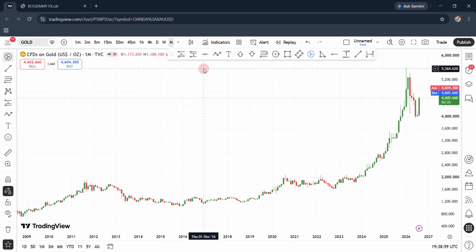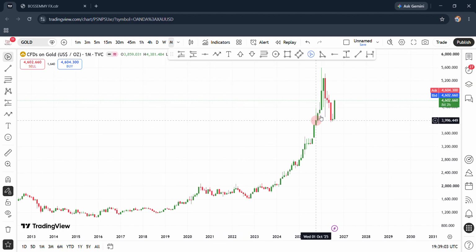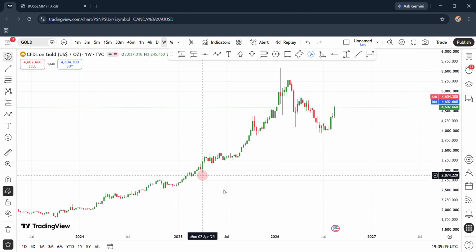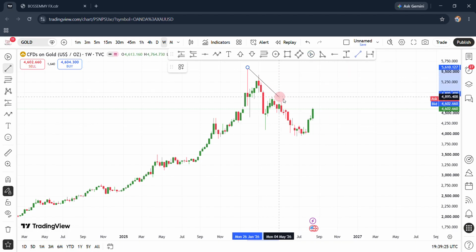I just come to the monthly time frame and see nothing much. Market price is just trying to pick up itself here. We had this massive movement to the downside, and we can see that the market is currently trying to pick up itself to the upside. So in other words, the market is currently bullish. I just scale to the weekly time frame. When you come to the weekly time frame, you're going to see something like this.